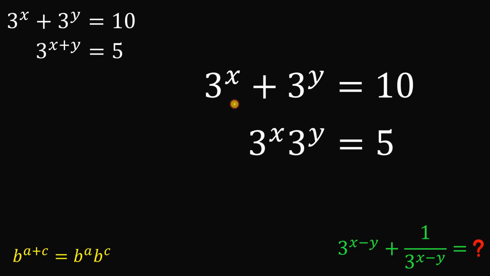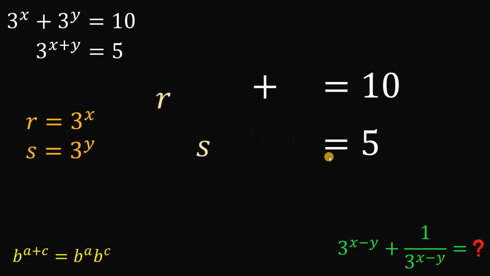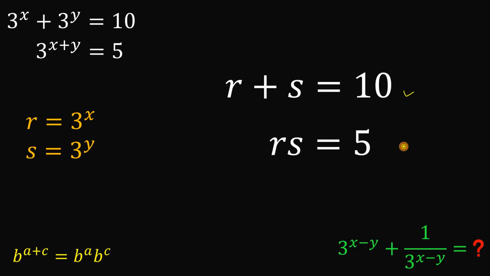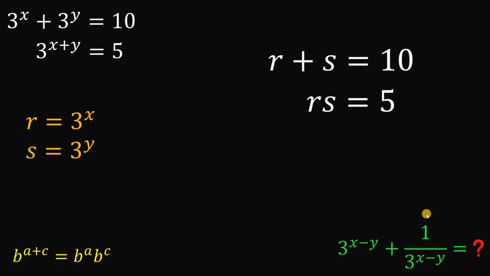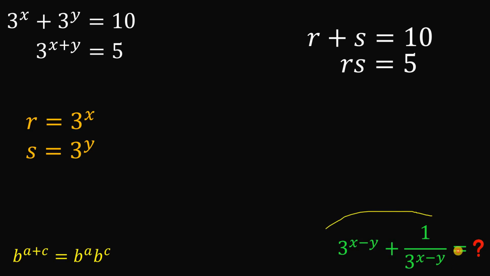Now from here, we have a lot of common terms. So what we're going to do is to use some variable. So let's call r equal 3 raised to the power of x, and let s be equal to 3 raised to the power of y. Therefore, our equations become r plus s equals 10 and r times s equals 5.